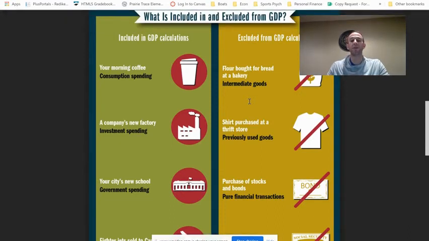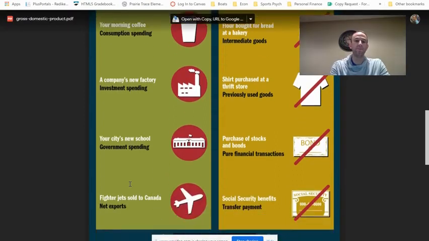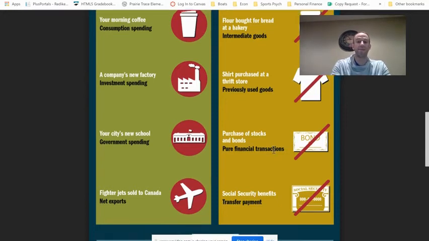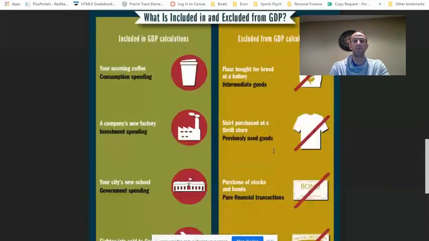That's an intermediate good. That's something that is used to make a final good product. Company makes a new factory. Absolutely. Brand new factory. Perfect. You go to a thrift store and you buy a used t-shirt, does not count because that shirt was not made and sold originally in the current year. So it has to be something made this year. If you go thrift shopping or buy used, it doesn't count. You build a new school in your city, that's going to count. You sell fighter jets to Canada, that's going to count. You purchase stocks and bonds, that's not going to count. That's financial transactions. That's not helping our consumer end game. Social Security, not going to count. Okay. Those are things that are really important.